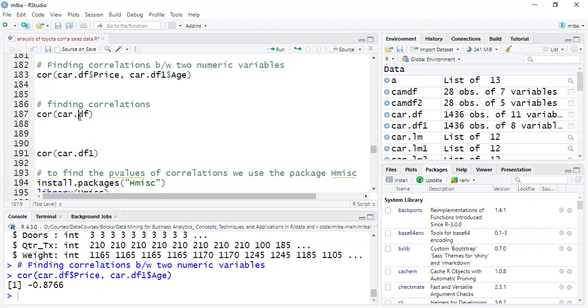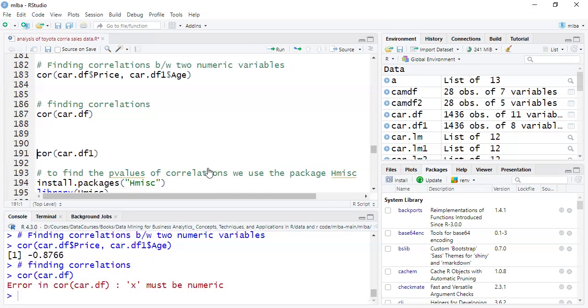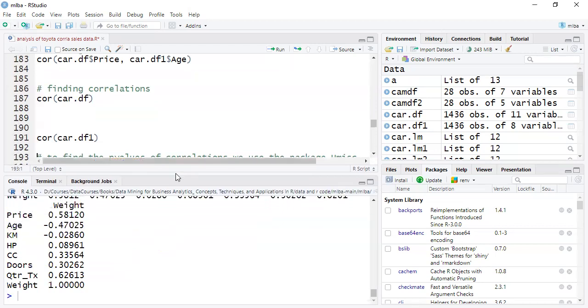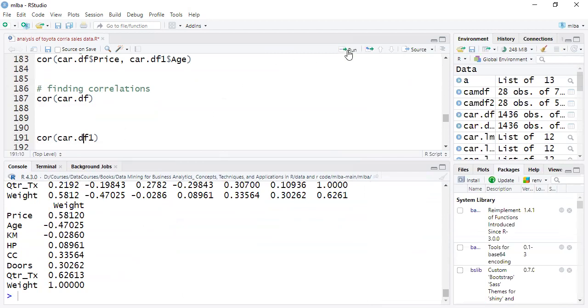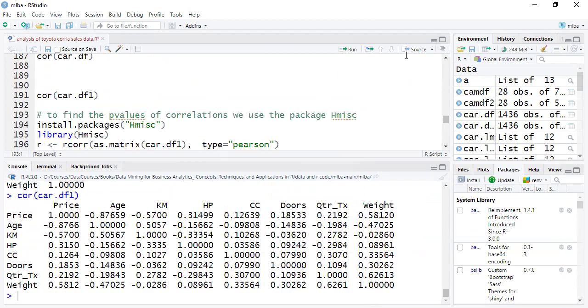Because in df, there are some non-numeric columns. The correlation cannot be computed, the mean cannot be computed, the variance cannot be computed for non-numeric columns. So we need a data frame in which all of the columns are numeric. df1 has all numeric columns, but df does not. So I run df. You can see that x must be numeric, meaning some of the columns in df are not numeric. Now I am executing it again with df1. So you can see the correlation matrix. Yeah, this is the correlation matrix.